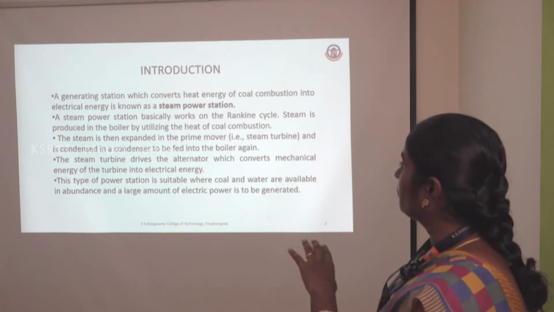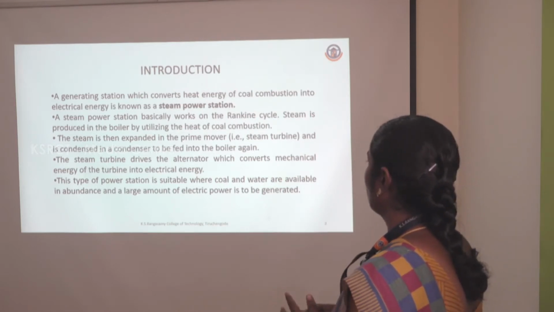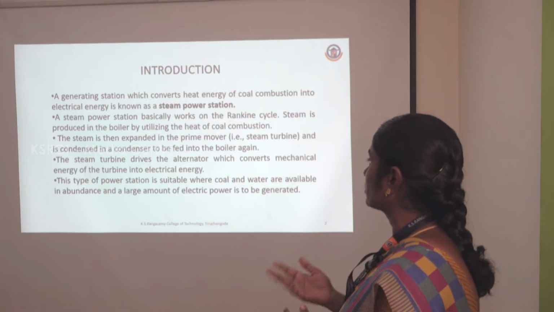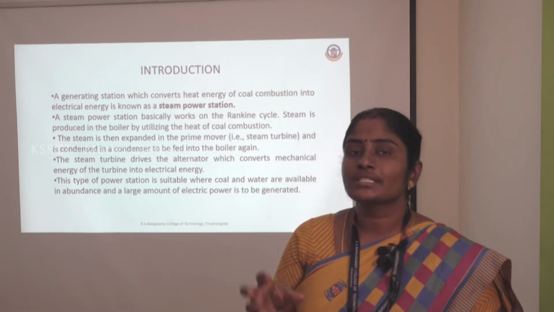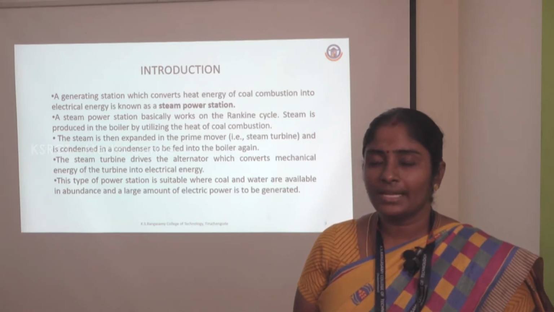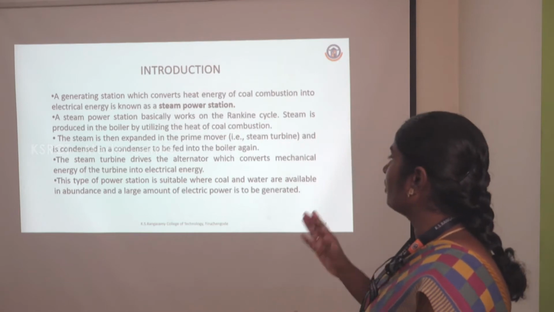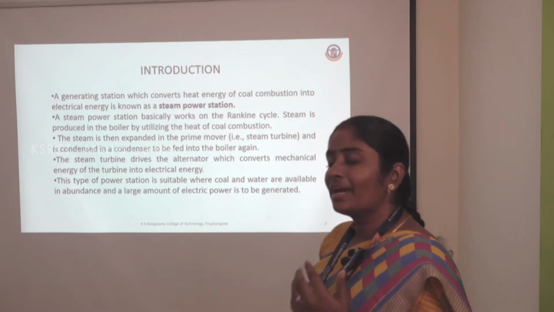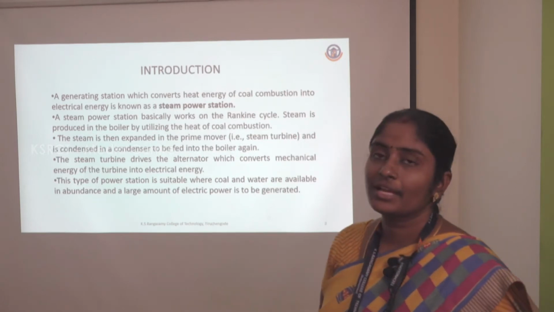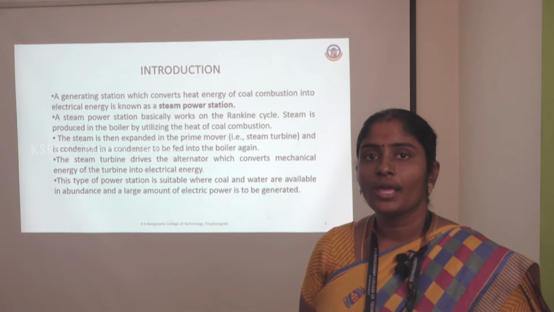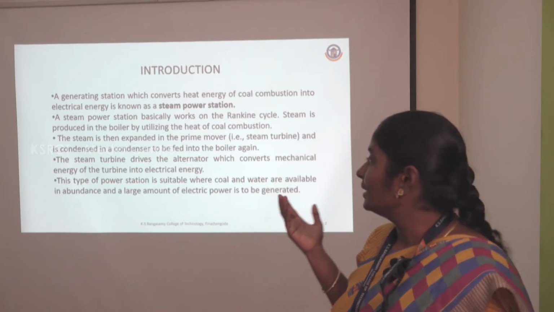The steam produced in the boiler by utilizing the heat of coal combustion is expanded in the prime mover and condensed again. The process continues. This is called the Rankine cycle. Finally, in the steam turbine, the produced mechanical energy is converted into electrical energy in the alternator. This type of power station is suitable where coal and water are available in abundance and a large amount of electrical power is to be generated. Again, with the help of the diagram, we can explain the thing.